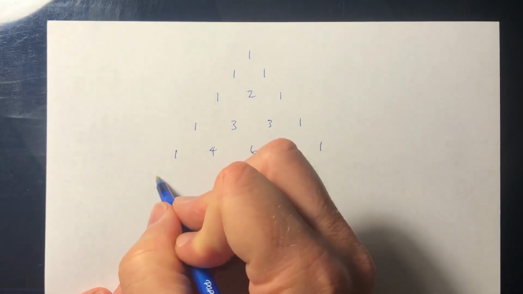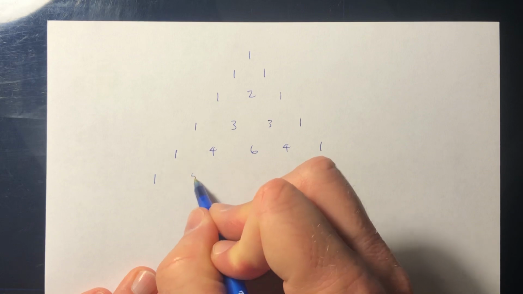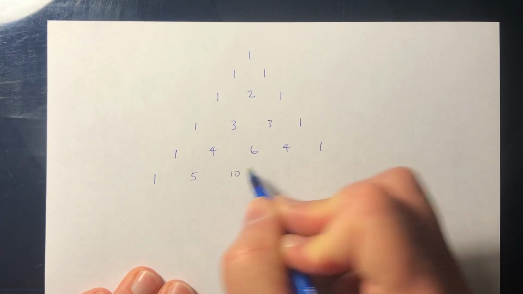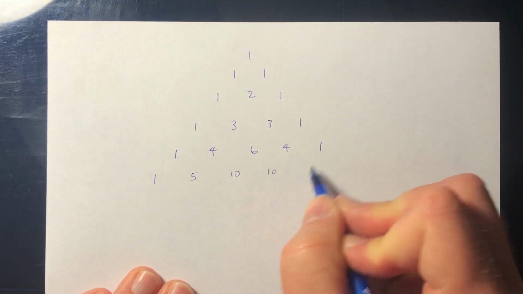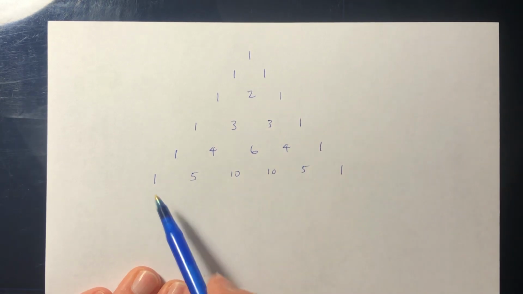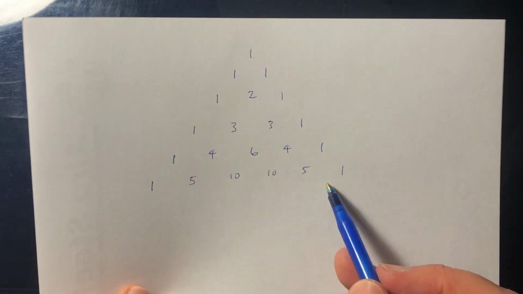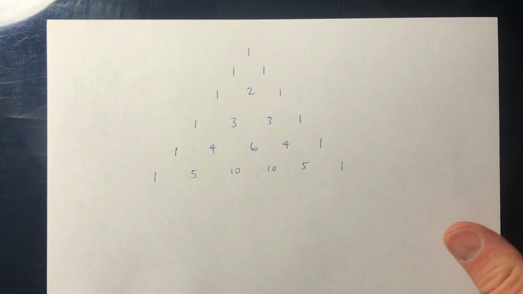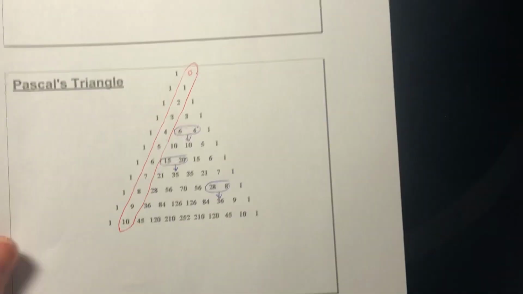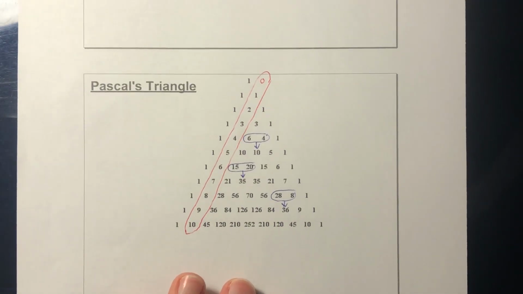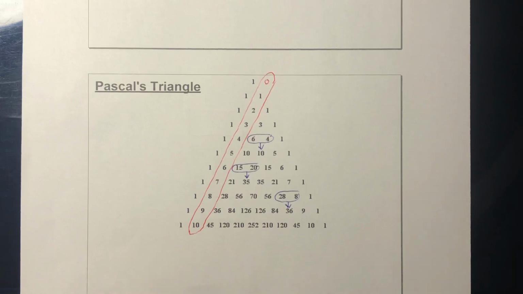Okay, let's do one more row. 1 plus 4 is 5. That gives us 10. That gives us 10. That gives us 5 and 1. So that would be row 5. So those are the key numbers in row 5 and so on. Okay, so again, if we build this over and over again, this will get us up to row 10.